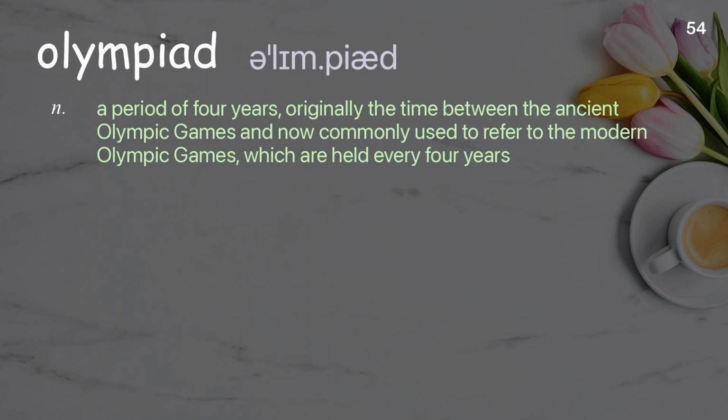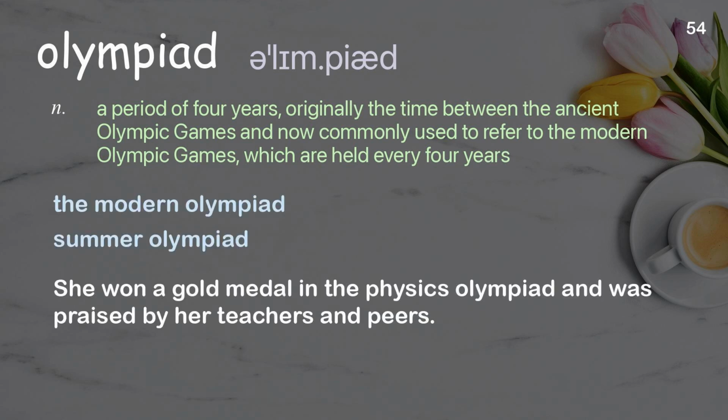Olympiad. A period of 4 years, originally the time between the ancient Olympic Games and now commonly used to refer to the modern Olympic Games, which are held every 4 years. Examples: The modern Olympiad. Summer Olympiad. She won a gold medal in the Physics Olympiad and was praised by her teachers and peers.